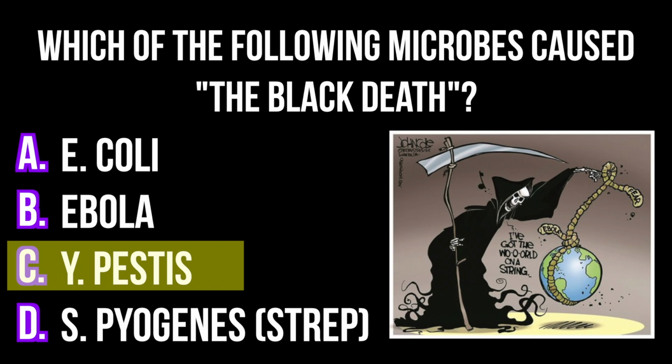The answer is C, Yersinia pestis. This bacteria is very famous for causing the plague that struck Europe beginning in 1347, killing up to 200 million people.